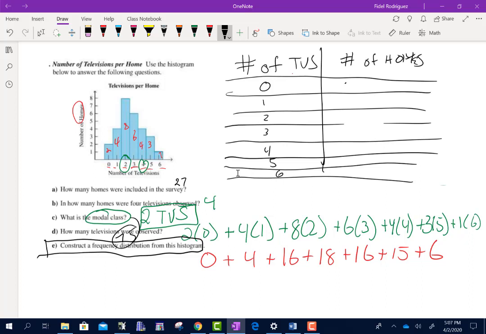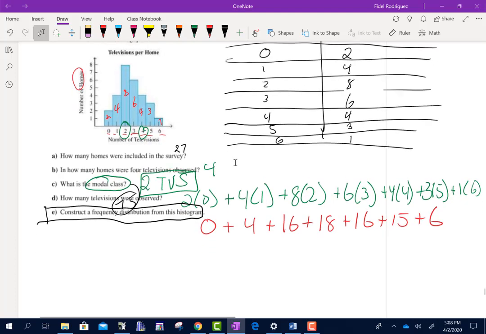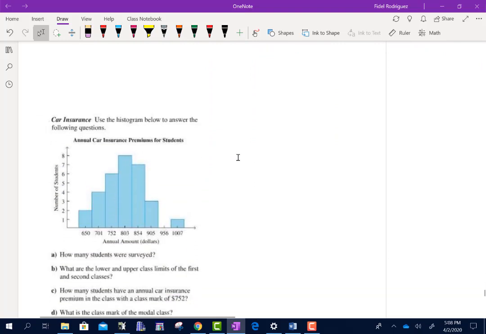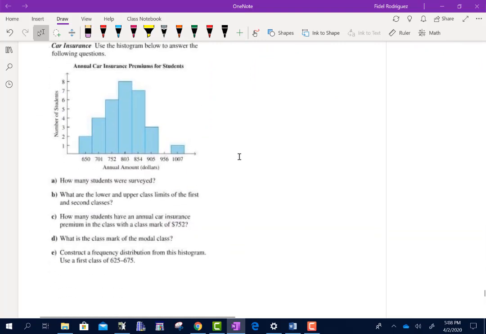We have 2 homes that don't have any TVs, 4 houses that have 1 TV, 8 houses with 2, 6 houses with 3, 4 houses with 4 TVs, 3 houses with 5 TVs, and 1 house with 6 TVs, okay? All right, so that's how I answer my parts A, B, C, D, and E, okay? I'm going to keep scrolling here, and we're going to see if we can't figure out this one, okay? Give me one quick second.